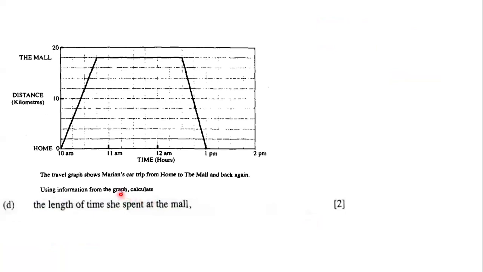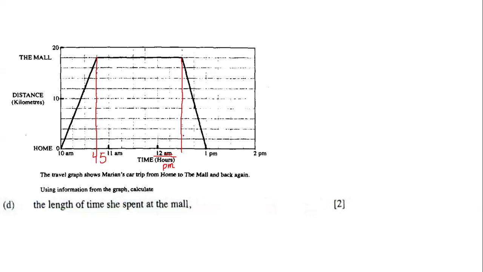Next, we have to calculate the length of time she spent at the mall. So how long did she stay at the mall? Well, she arrived at the mall at 10:45. That's the time she arrived at the mall, 10:45. She stayed all the way here, and this is 12. I know they have 12 a.m., but this is actually supposed to be 12 p.m. because we're talking about 12 noon now. So it's 12 p.m.